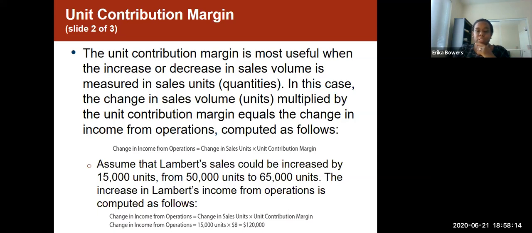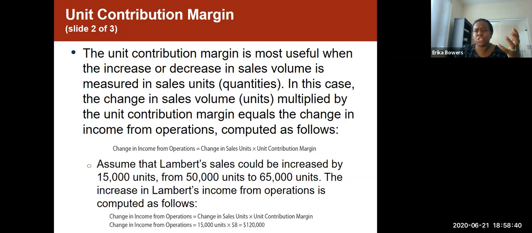So let's look here. Assume the sales would increase 15 units from 50 to 65. What would the increase in Lambert's income from operations be? We would take those 15,000 units. We know that each unit will bring an additional $8. And so our income from operations would increase by 120,000.